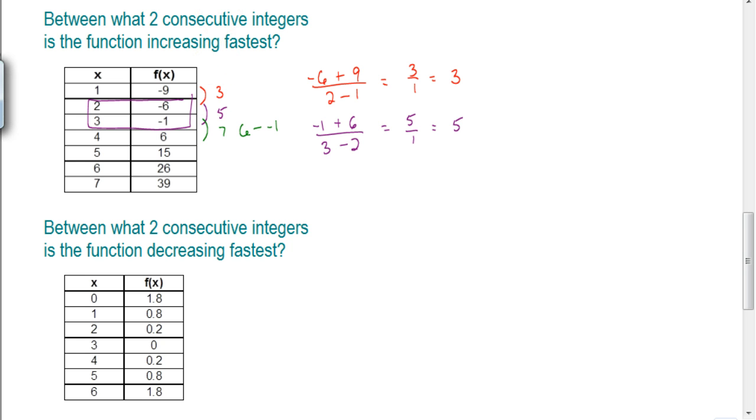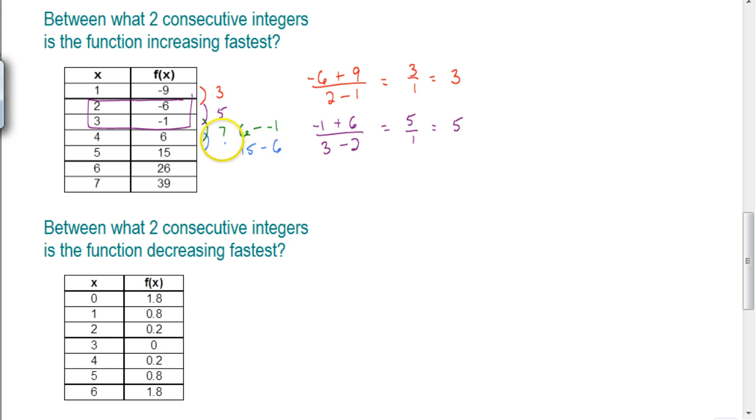So looking at the next consecutive integers, I would look at where our x's are 4 and 5. Again, that means our denominator is going to be 1. So 15 minus 6, oops, I got ahead of myself.